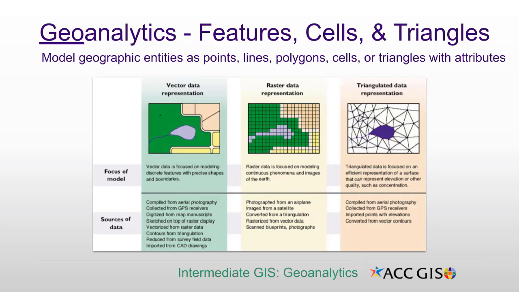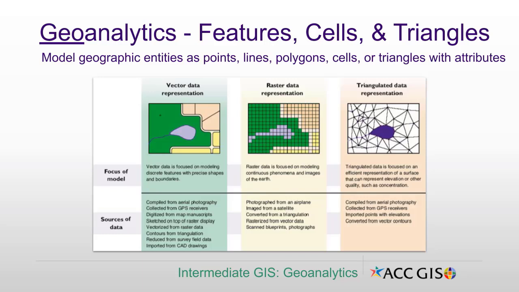Features, or points, lines, and polygons, cells, and triangles with attributes, are the basic geospatial model that we use in a geographic information system. And which model we select depends on what we're trying to accomplish. Vector data is really great for discrete data sets, for example, like modeling hydrographic features like a lake or a stream.